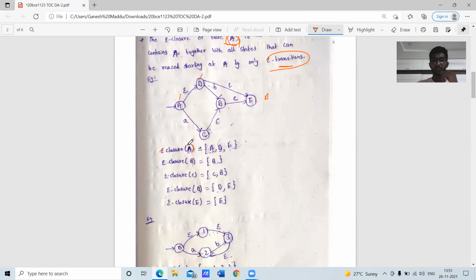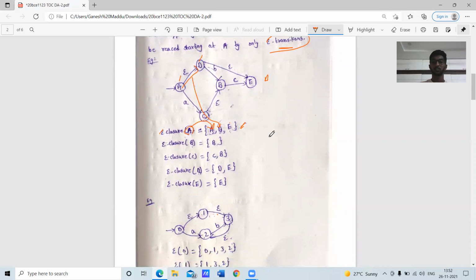Now, epsilon closure of A. Epsilon closure of A means first include that A here and then check the epsilon transition from that A. From that A we have an epsilon transition to D, so include D here. Next from D to E we have another epsilon transition, so include E. From E there is no epsilon transition. So this is the set of states of epsilon closure.